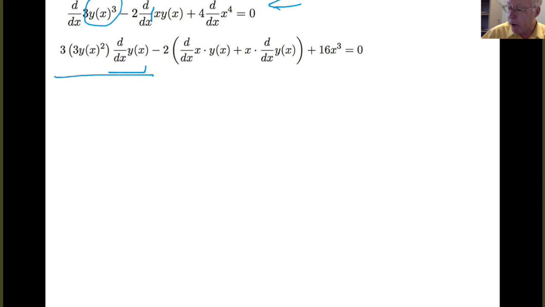Secondly, we use the product rule on this piece, PR for product rule. Here we see the derivative of the first function x times the second y of x, and then the first function x times the derivative of the second. And then finally at the end, we've gone ahead and differentiated 4x squared, which gives 8x. Then the derivative of x to the fourth is 4x cubed, times 4 gives 16x cubed.